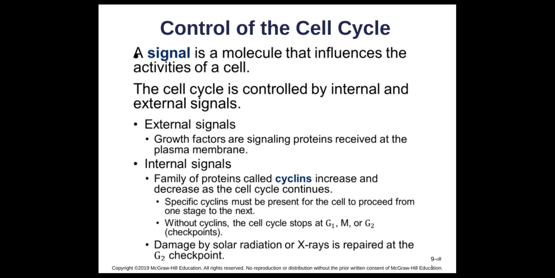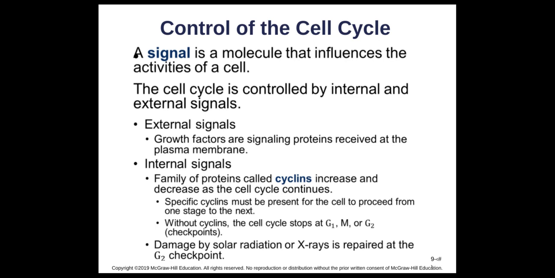External are outside things. So there are growth factors, which are signaling proteins received at the plasma membrane. Remember our plasma membrane is going to have those receptor proteins to get molecules, one of them being growth hormones or growth factors. If they don't get those, the cell's not going to continue in the cell cycle. Then some internal things: there are proteins called cyclins that will increase and decrease throughout the cell cycle. You have to have certain cyclins at certain points for it to go on to the next stage.